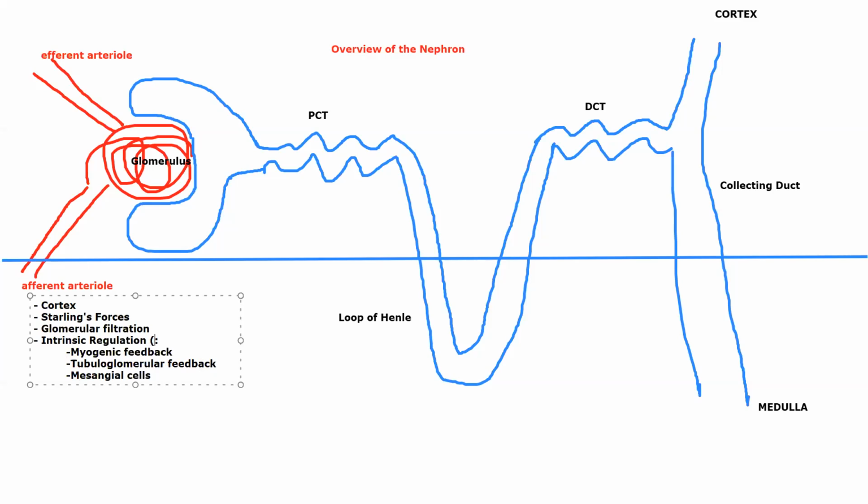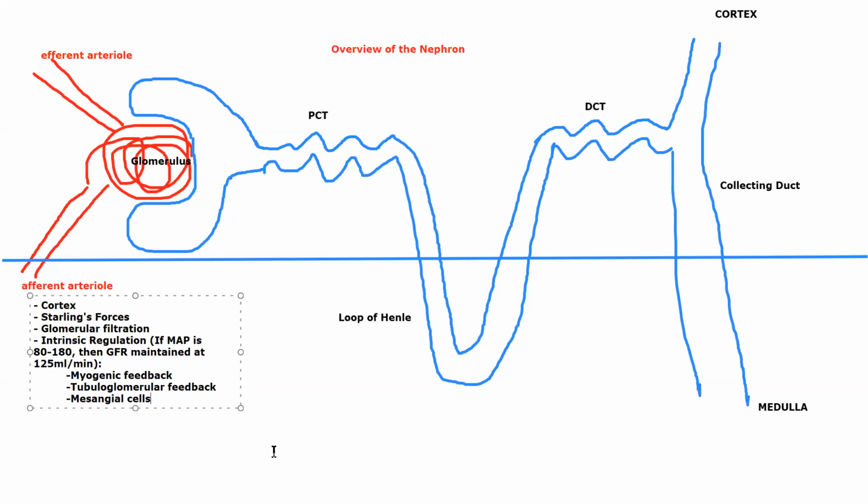Okay, in brackets here, I'm going to put GFR maintained at 125. Okay, we know that that is the function of the intrinsic regulation, right? It's going to keep GFR maintained at 125 milliliters per minute as long as our mean arterial pressure is between 80 to 180. Okay, actually, I'll go ahead and put that here. So if mean arterial pressure is 80 to 180, then GFR is maintained at 125. So that's the intrinsic part of this.